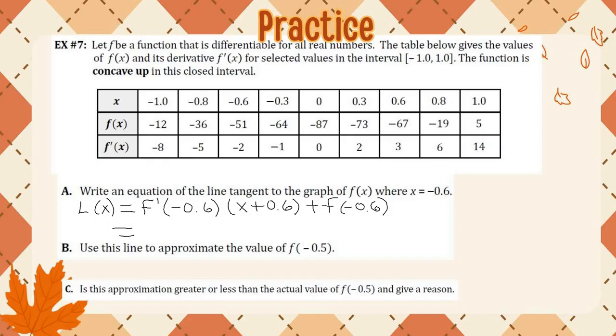So what is my derivative at negative 0.6? Negative 2. Then what is my y value at negative 0.6? Negative 51. So are we all okay where we got that from? So now we want to use this to approximate. So what are we plugging in? Negative 0.5.